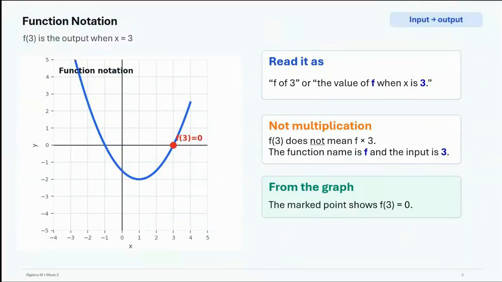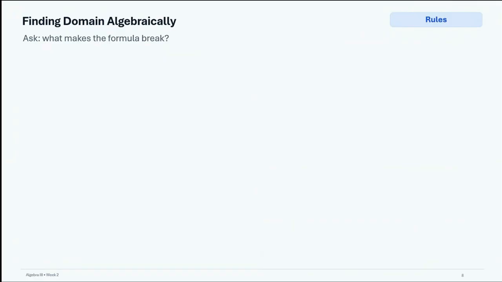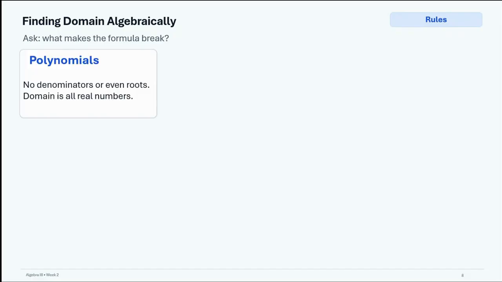Okay, let's go back to this. Finding domain algebraically. Most of the time, we start out assuming that our domain and range is from negative infinity to infinity until we see something in the equation that tells us that cannot be. All right, so there are certain rules we can use to know whether the domain and range is all real numbers, negative infinity to infinity. So the first thing, in polynomials, that means x squared, x to the third, x to the fourth, all those things have more than one term.